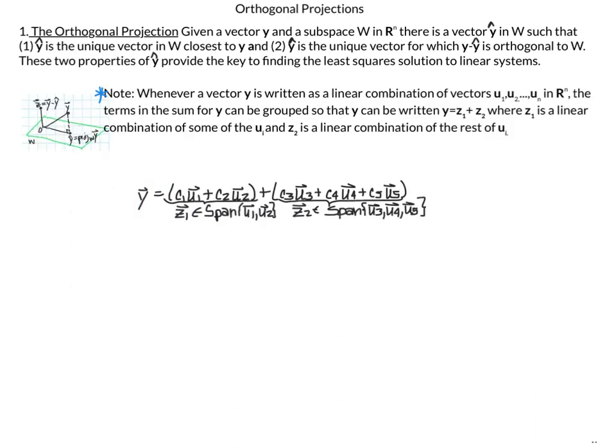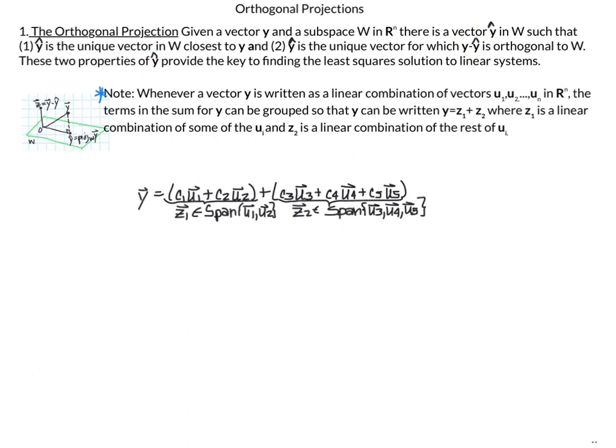So I've cleared stuff out, but I kept my problem description here for this video. We're given a vector y and a subspace W in R^n, and we're looking for y hat in W such that y hat is the unique vector in W closest to y, and y hat is the unique vector for which y minus y hat is orthogonal to W. We often call this vector z. And this is a note we're going to use.